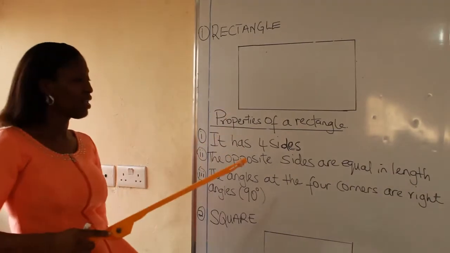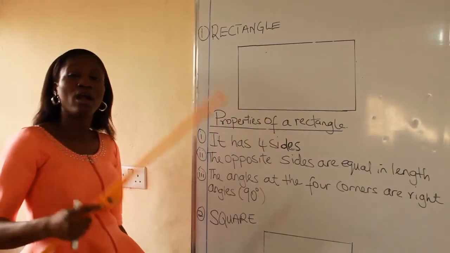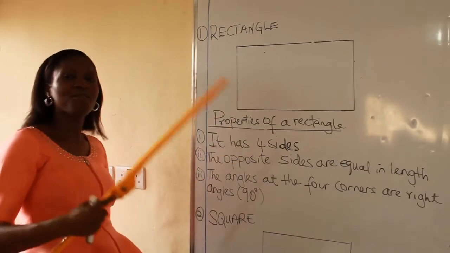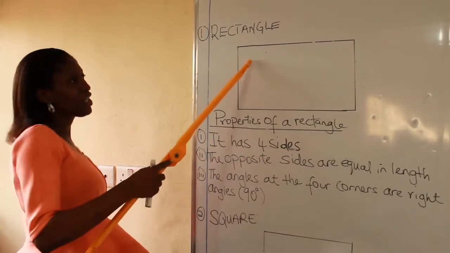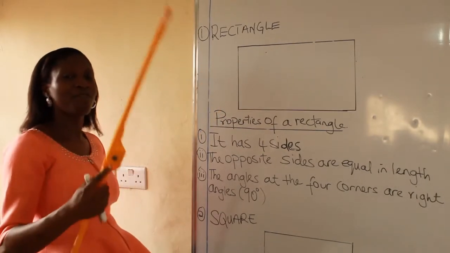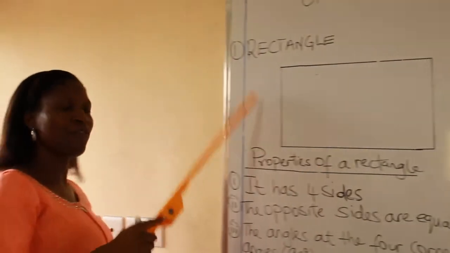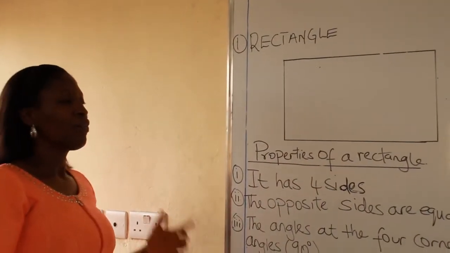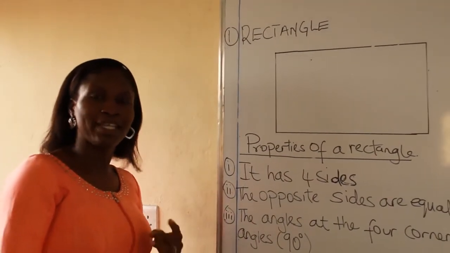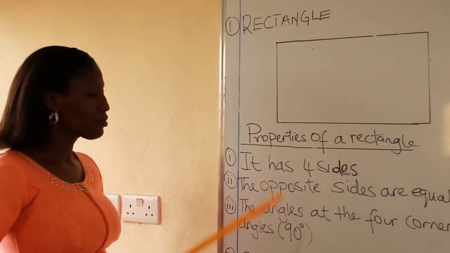Number one, it has 4 sides. A rectangle has 4 sides. Now you can see the rectangle on the board. It has 4 sides. 1, 2, 3, 4. So the first property of a rectangle is it has 4 sides.